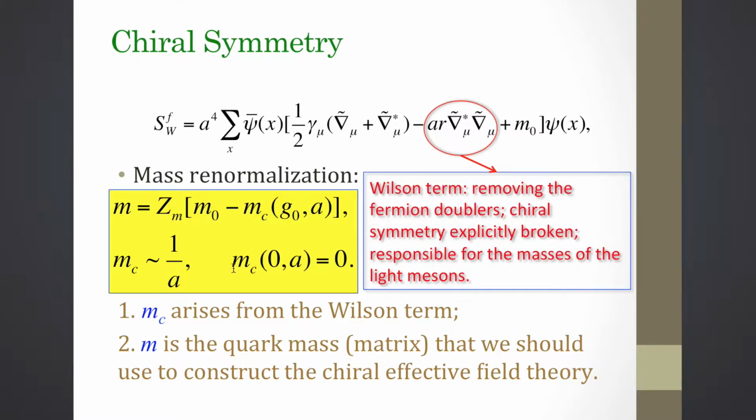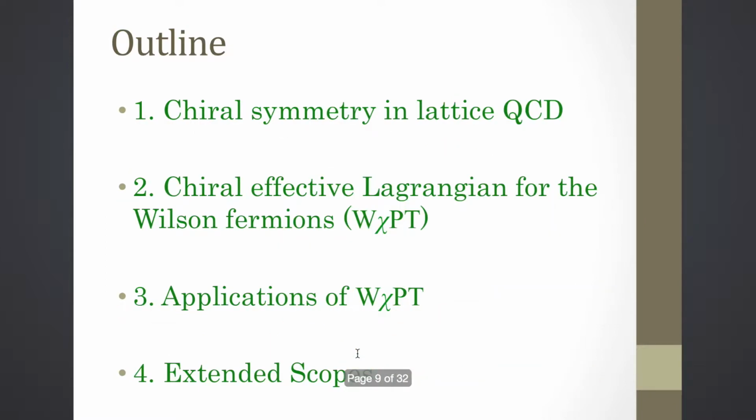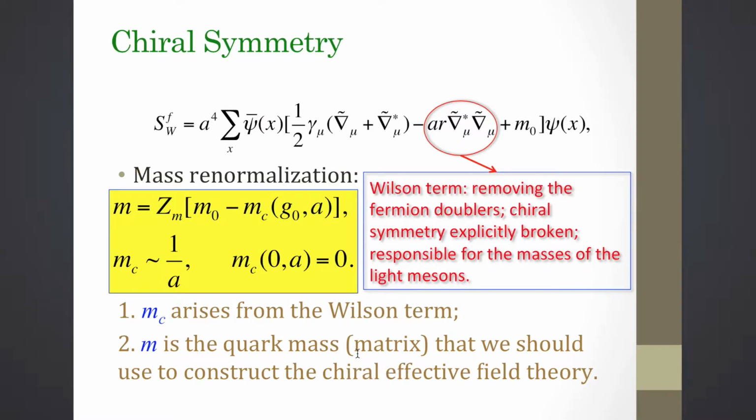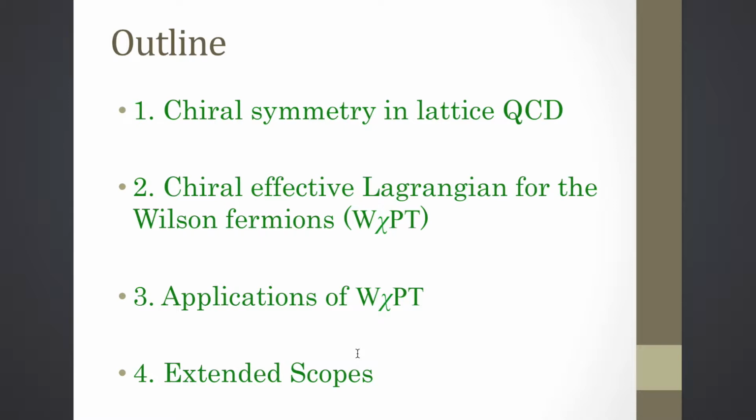Particularly, this critical mass is of order 1 over a, and it cannot be multiplicatively renormalized. We have to subtract the critical mass from the bare mass of the fermion and then do a multiplicative renormalization of the fermion mass. The finally renormalized fermion mass is the quark mass matrix that we use to construct the chiral effective theory. So with this prerequisite knowledge in hand, we can now study the WChiPT.